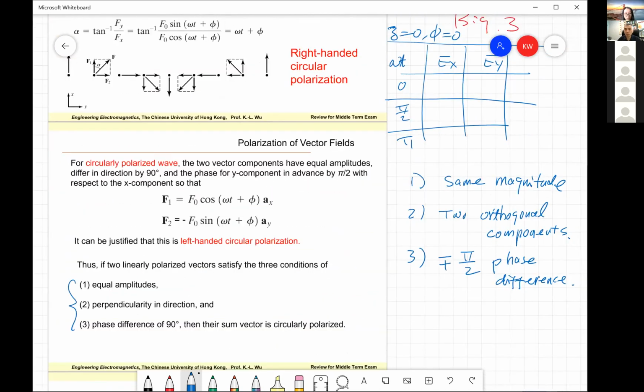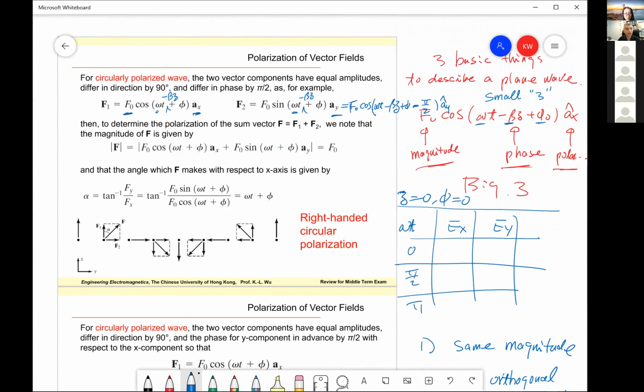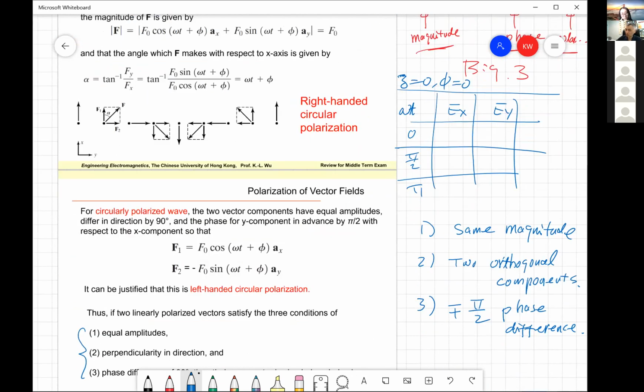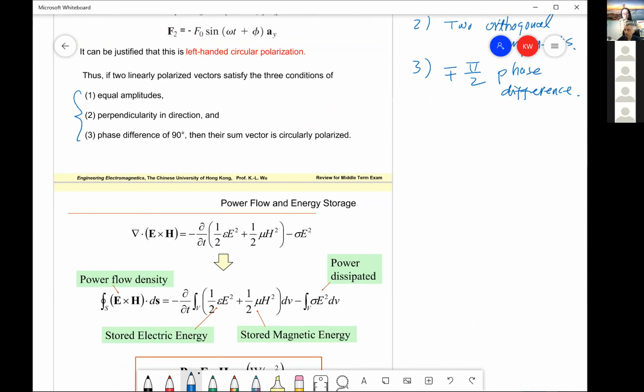We will revisit circular polarized waves today, after we review the phasor. We will come back again, because we're still using sinusoidal functions, and it's not very convenient to do analysis.